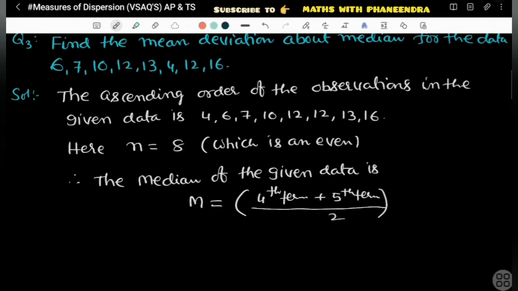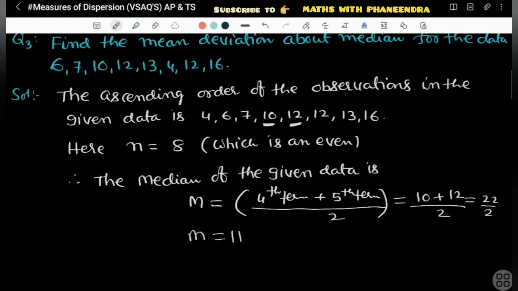So according to this question it is the 4th term. That means from each side it is the 4th, from the beginning of the series and from the ending of the series, 4th term. Here the 4th and 5th terms, so what is the 4th term here? 10. What is the 5th term? It is 12. So 10 plus 12 divided by 2, 22 by 2, that is equal to 11. Therefore M is equal to 11.